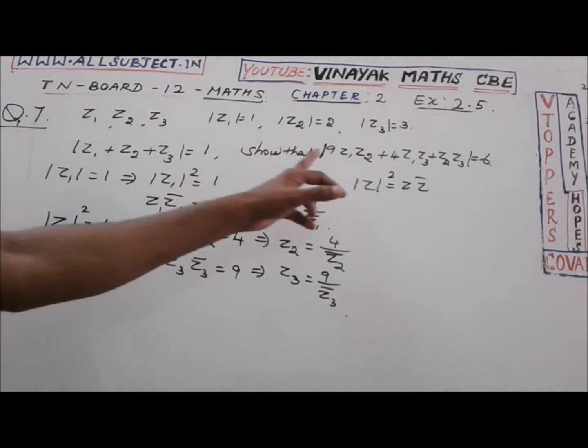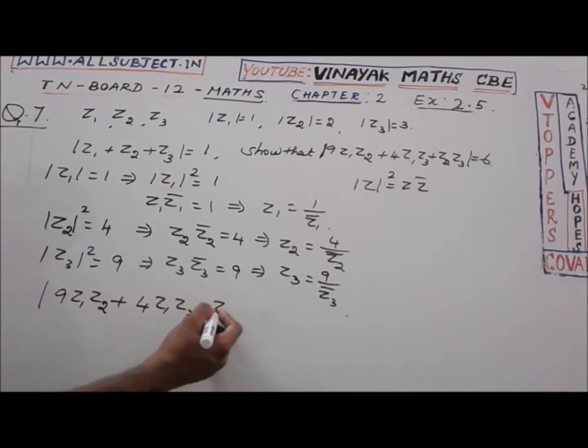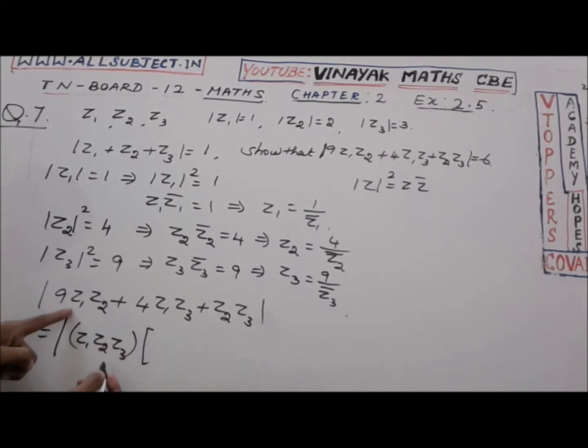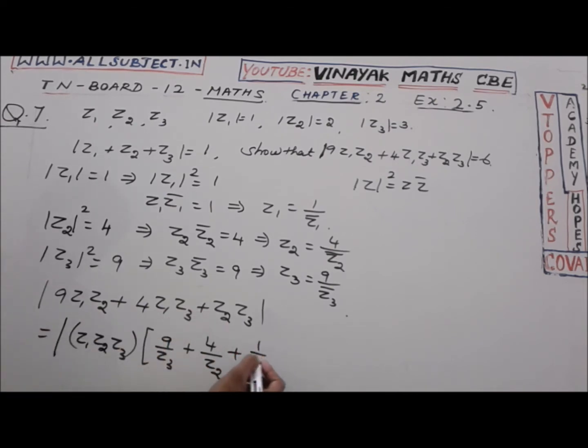in the expression 9 Z1 Z2 plus 4 Z1 Z3 plus Z2 Z3. Now the modulus of 9 Z1 Z2 plus 4 Z1 Z3 plus Z2 Z3 will be equal to, taking Z1 Z2 Z3 common from these three terms, modulus of Z1 Z2 Z3 into, here no Z3, so it divides 9, so 9 by Z3, plus here 4 by Z2, since Z2 is missing, plus here Z1 is not present, so 1 by Z1.